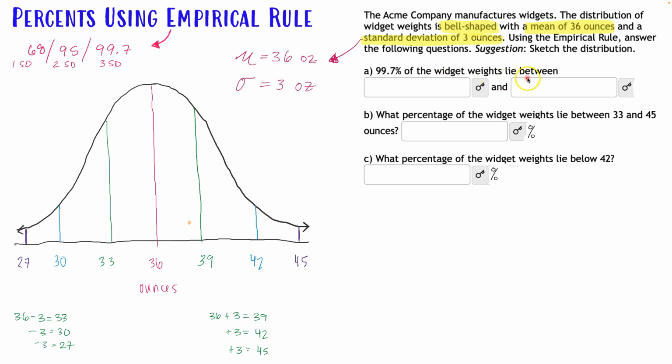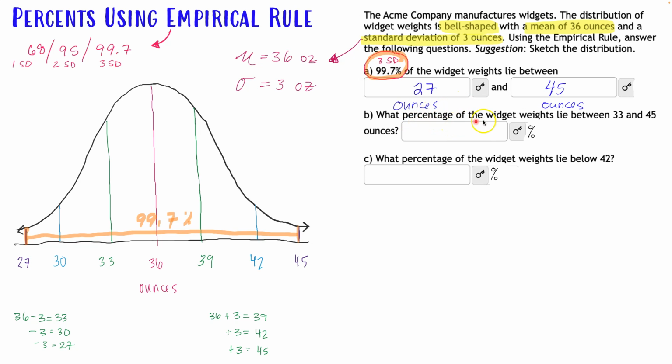99.7% of widgets' weights lie between what and what? Well, again, 99.7%, I need to make sure I know the empirical rule. That's representing 3 standard deviations worth of data. So 3 standard deviations for this bell curve and for this data is going to be 27 to 45 ounces. In the computer program, maybe it just wants you to type in the numbers 27 and 45, but if you were answering on paper, make sure you always include your units.